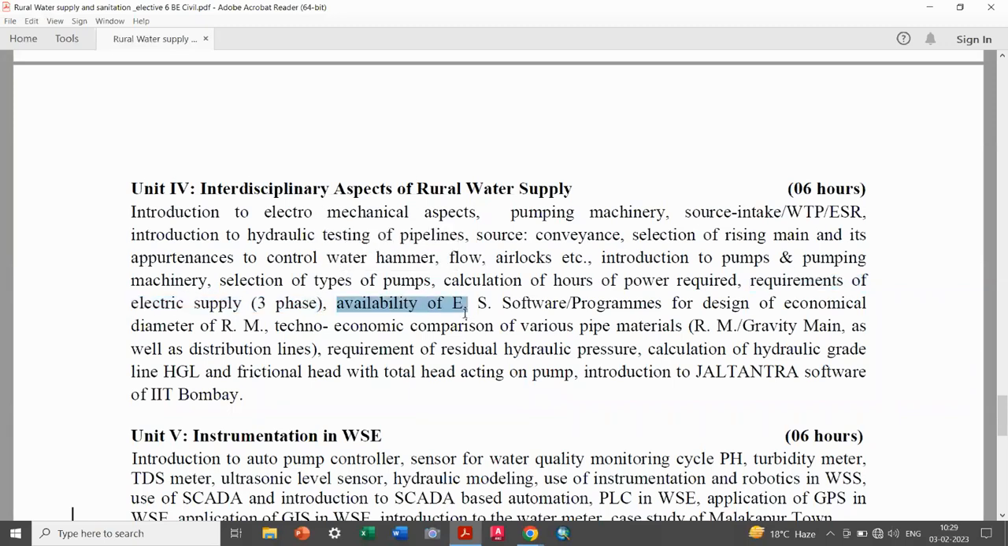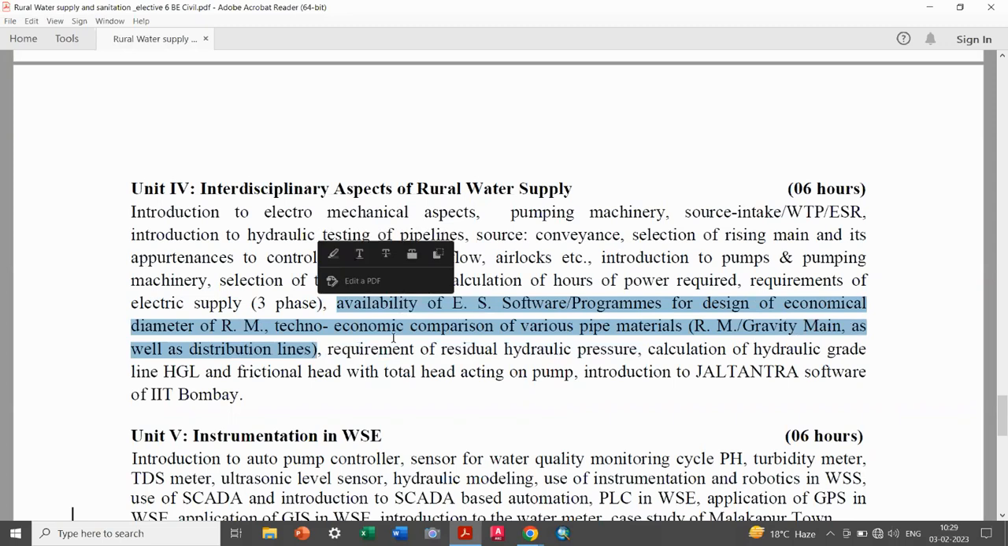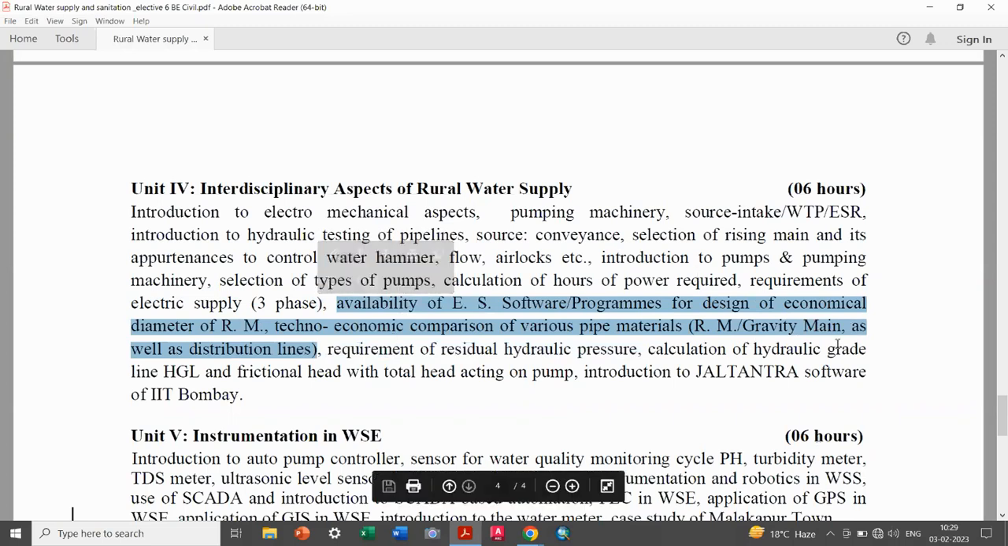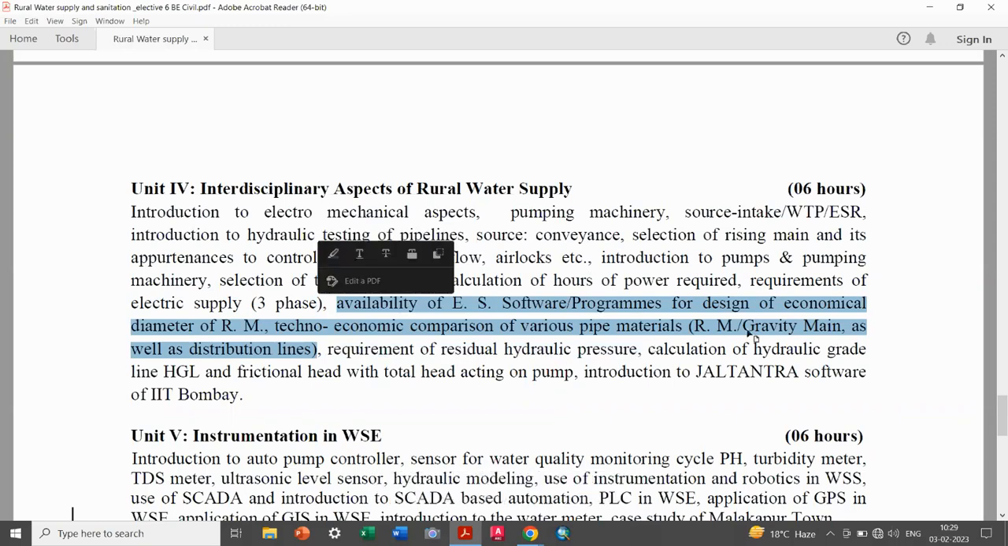Then availability of software programs for design of economical diameter of rising main, techno-economic comparison of various pipe materials, rising main, gravity main as well as distribution lines. So we will see different software programs are also used for planning of all these activities, or working efficiently, and maintenance of all these systems. Different pipe materials are available.